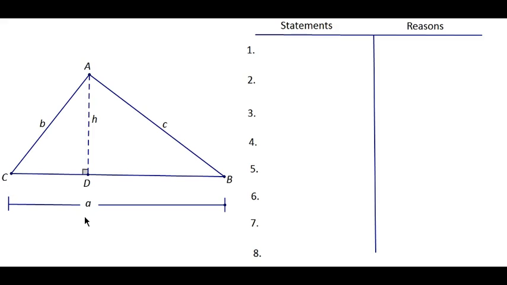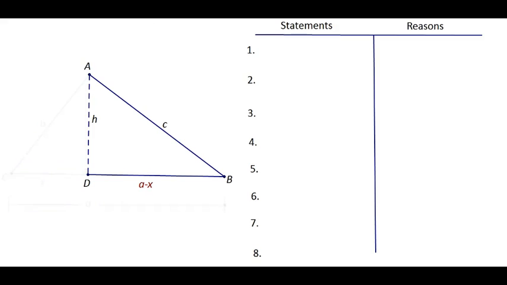This side that was originally a full length of A is now split up into two smaller pieces. So I'll call CD X, which means that this remaining piece must be the full length A minus the X. So now I've got two small right triangles. Let's work with them one at a time.